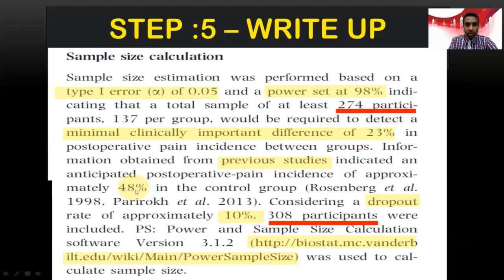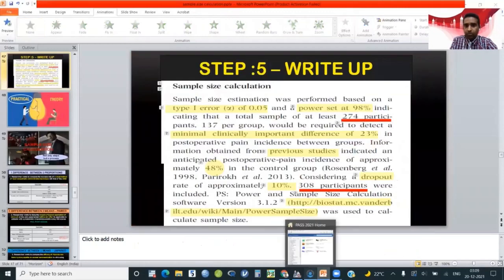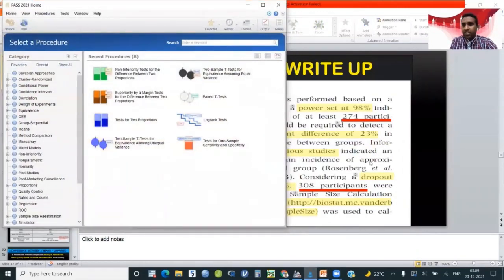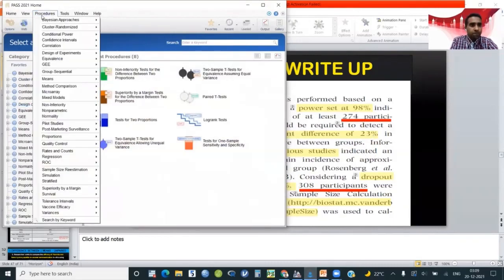Now, the author has taken this value, 48%, as the incidence of post-operative pain in the control group from two reference articles, previous articles. And they wanted this 48% pain incidence to be reduced to 25%, and they have mentioned the minimal clinically important difference to be 23%. So let us try to recreate it using the software PASS. Okay, this is based upon the proportion, right? Two group proportion. So let us go to procedures.